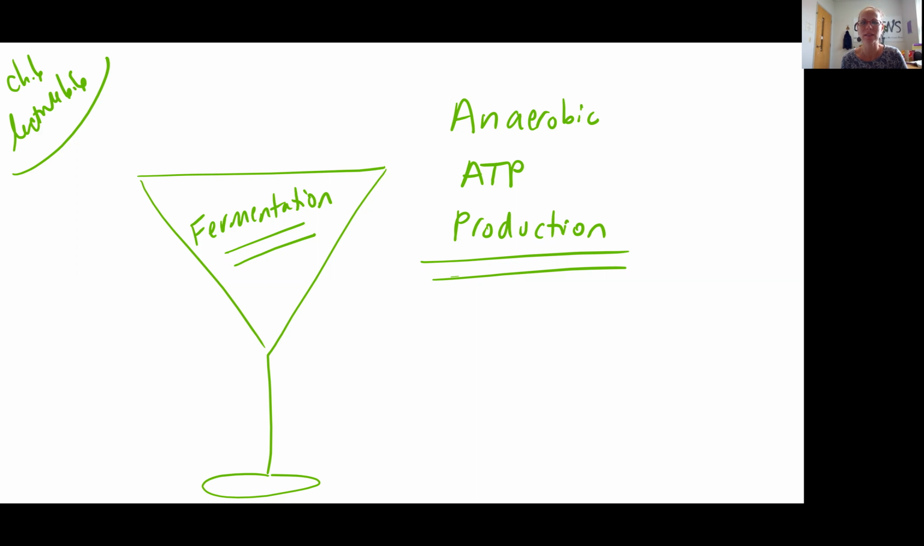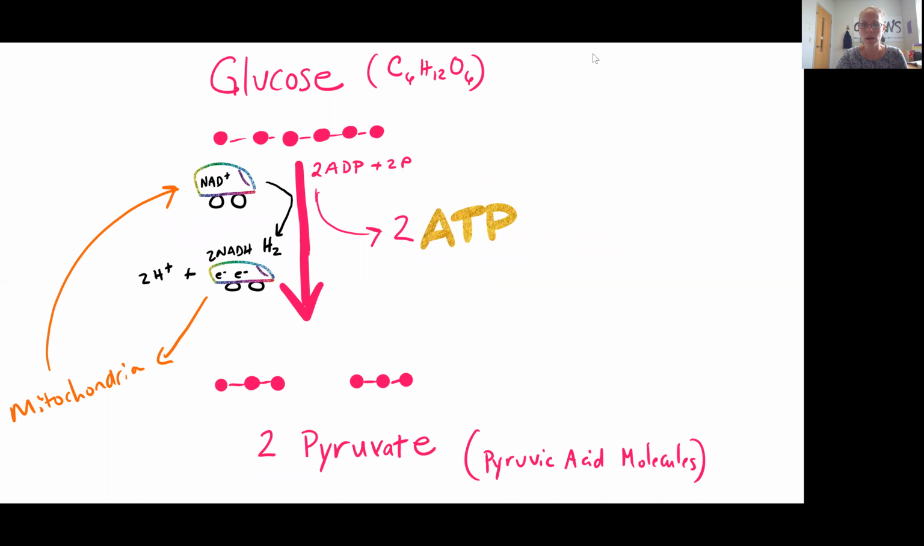Our topic for this video is fermentation, one of my favorite processes. This process makes yummy bread and cheese and wine and beer and lots of other important products for us, right? So fermentation is marked as being an anaerobic process that is producing ATP in the cell, and it's based on what we've already learned about glycolysis.